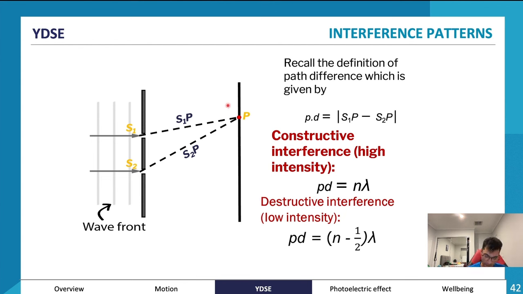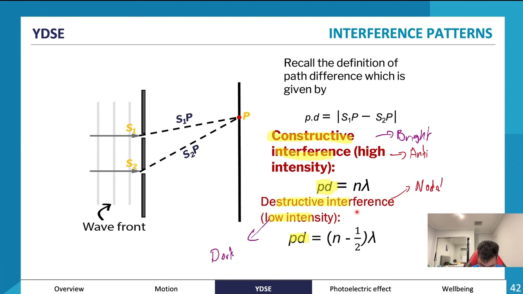If the path difference is equal to a whole multiple times the wavelength, we're going to see constructive interference, or we're going to see a bright band. If the path difference is a half multiple of the wavelength, then we're going to see a dark band, also known as destructive interference, or our nodal lines. This will be nodal, and this one will be antinodal. Cool.